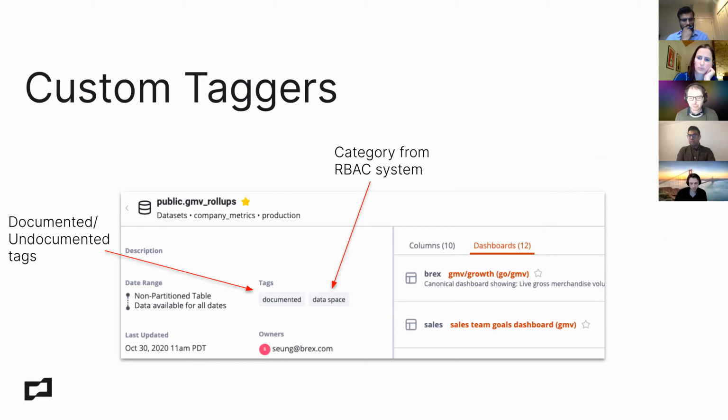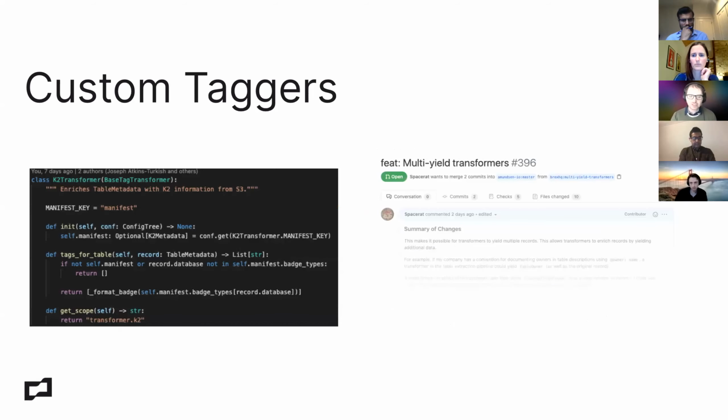And then the data space tag comes from our role-based access control system, which is essentially categorizing tables based on whether they are derivative data or whether they are source data. We intend to add a lot more tags about this. We think it's really useful. And we also did a little bit of stuff to make this tagging process a bit easier. We have some PRs to Amundsen itself, and it'll be interesting to see where those go.